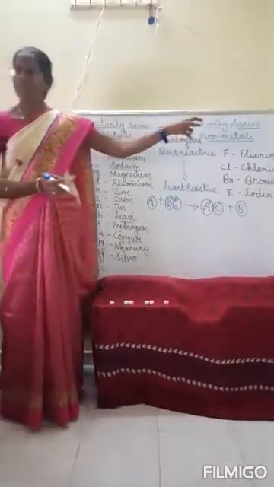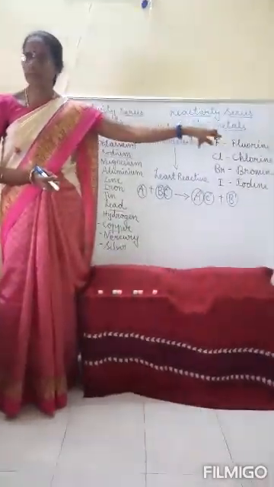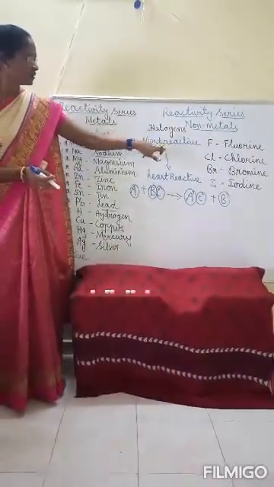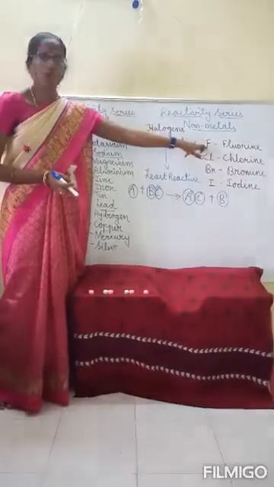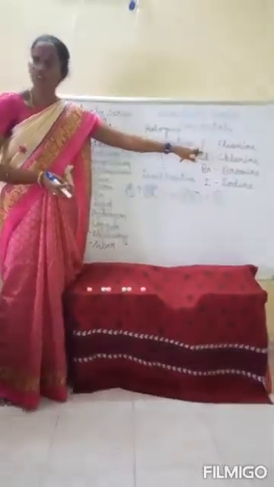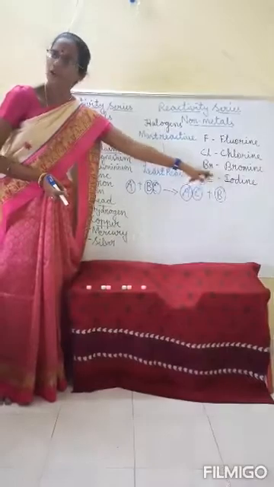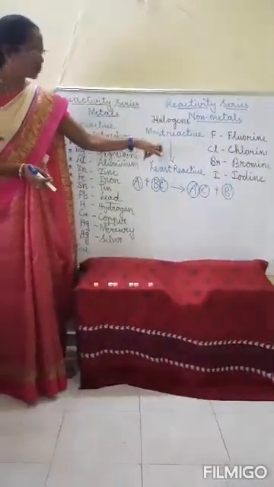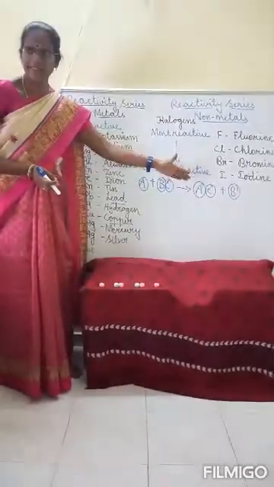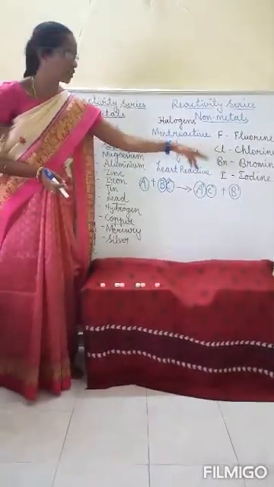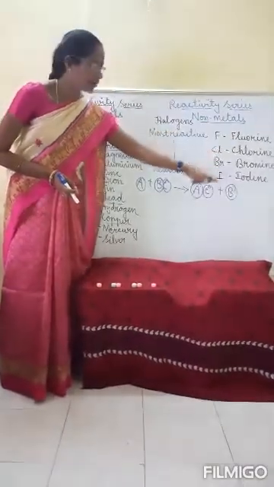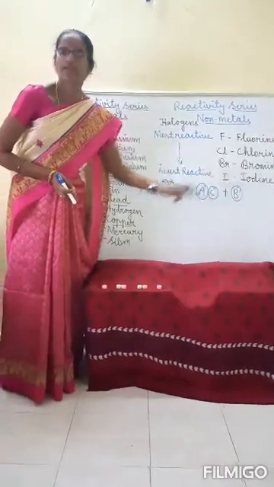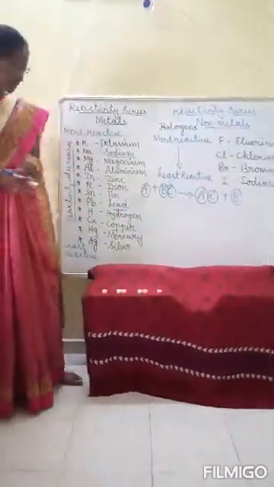Actually, we have a reactivity series for non-metals also. Look at the board here. This is for halogens. See the first one, fluorine. Fluorine is most reactive and iodine is least reactive. Here also, when it comes down, its reactivity decreases. It is less reactive in nature. That's why fluorine is most reactive and iodine is least reactive in nature. Right? Okay. Next, we will see some examples.